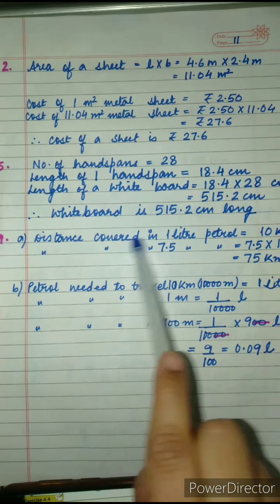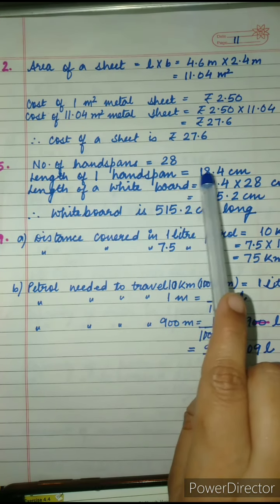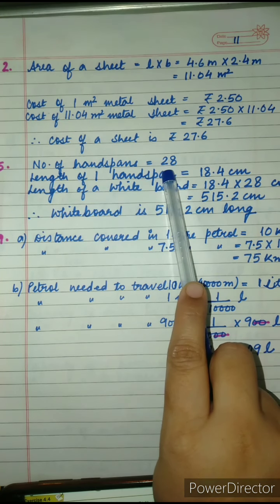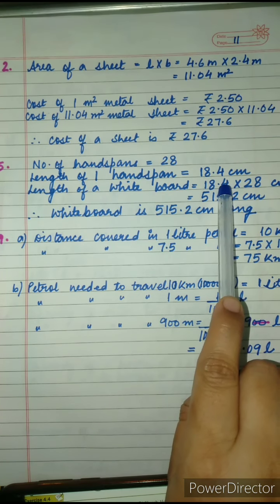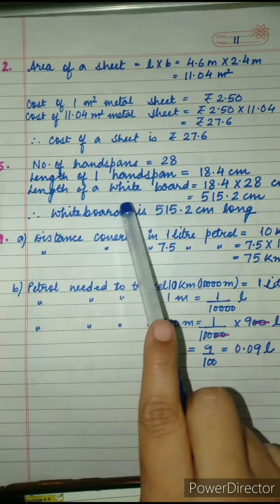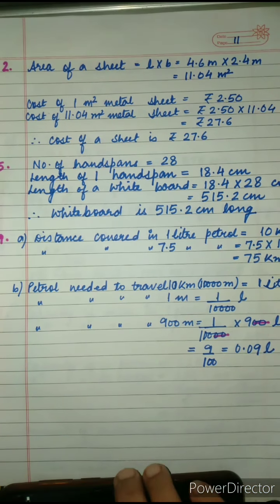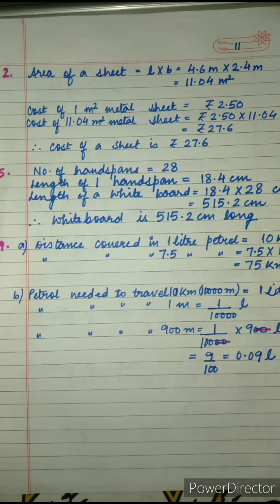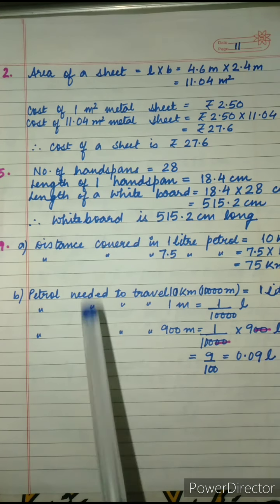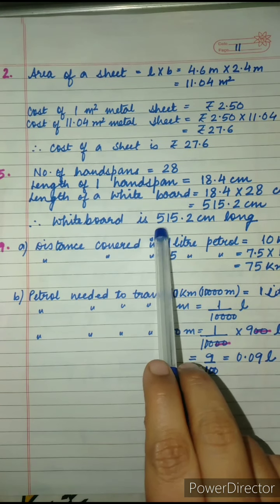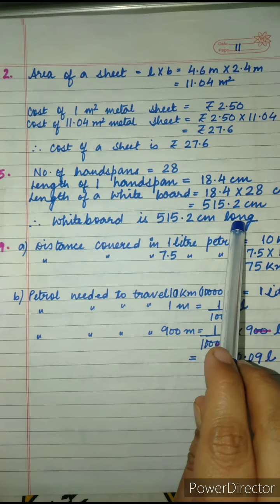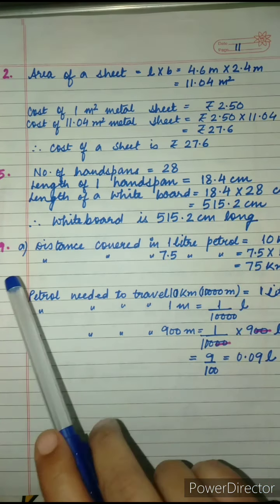So to find the length of a whiteboard, we are going to multiply the number of hand spans with the length of one hand span, which will give you the length of total 28 hand spans, that is 515.2 centimeters. So therefore the length of a whiteboard is 515.2 centimeters long.